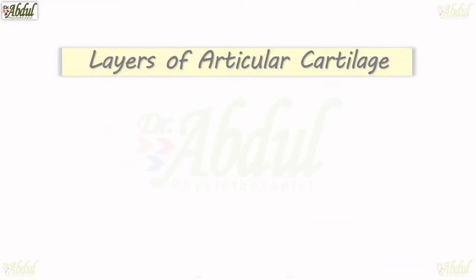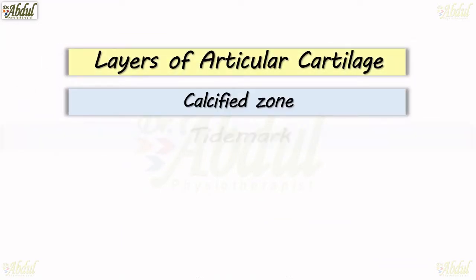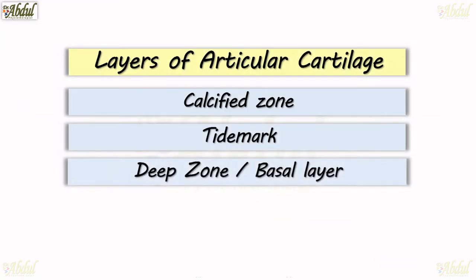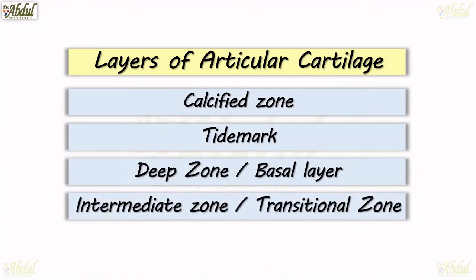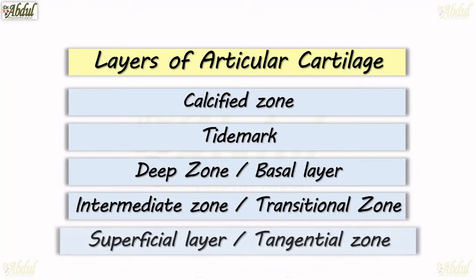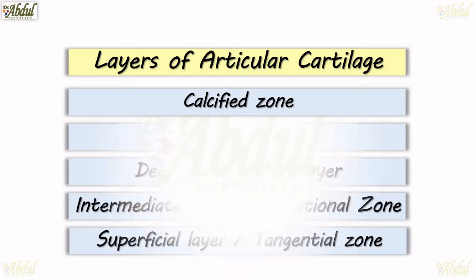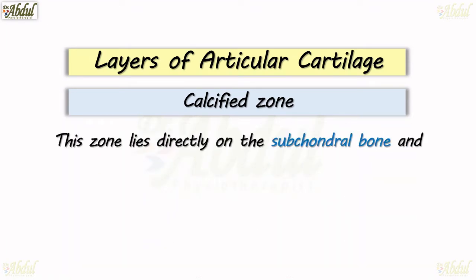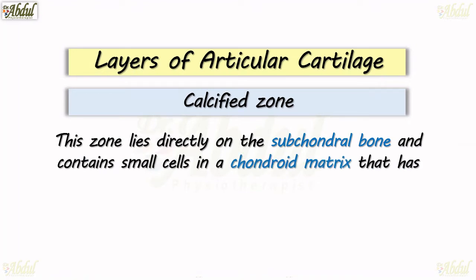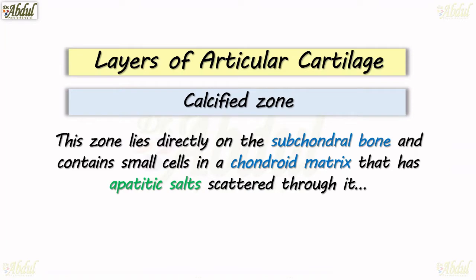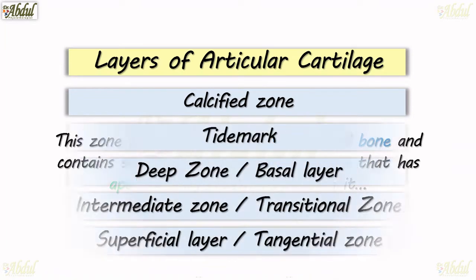Layers of articular cartilage. First one, calcified zone, tide mark, deep zone or basal layer, intermediate zone or transitional zone, superficial layer or tangential zone. Let's see what are they one by one. Calcified zone. The zone lies directly on the subchondral bone and contains small cells in chondroid matrix that has apatite salt scattered through it. Let's see what is tide mark.